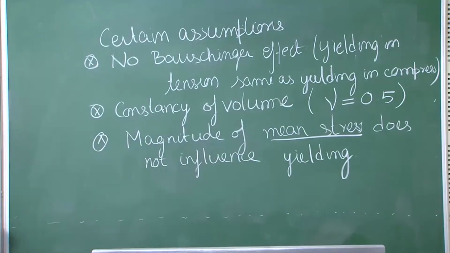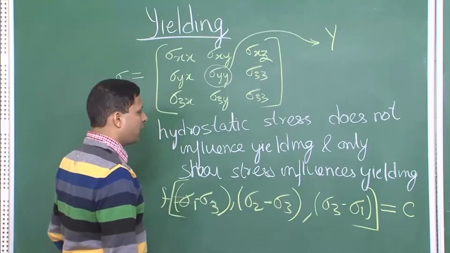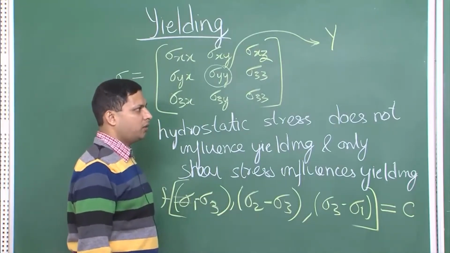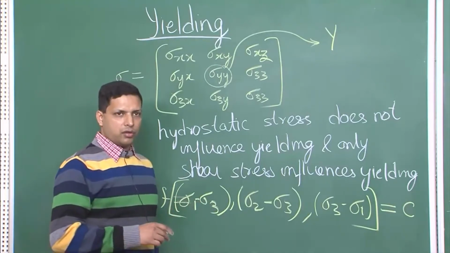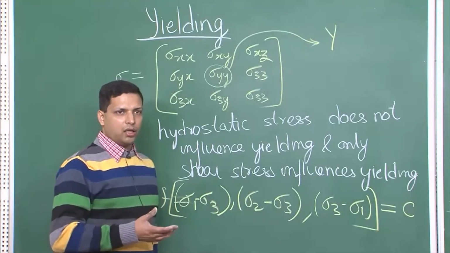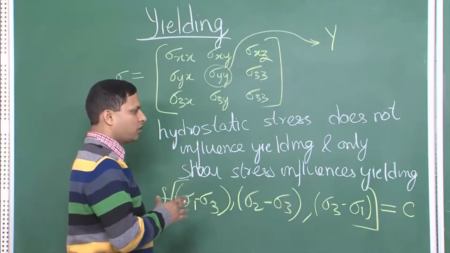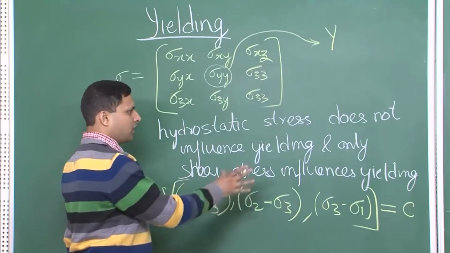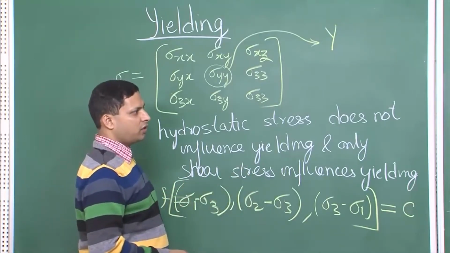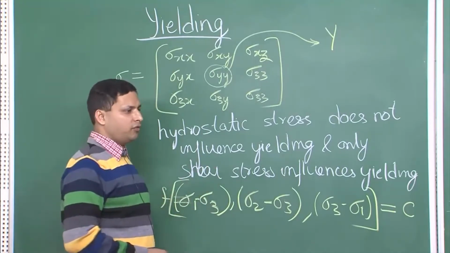So, now if we take these into consideration, and the fact that we already know that it is a function of shear stresses, then we have a few more things to say. Before we put those constraints in a formal way, let us look at what the Mohr circle has to say about the constraints that we have put, about the fact that the magnitude of mean stress does not influence yielding, or the fact that the hydrostatic stress does not influence yielding.